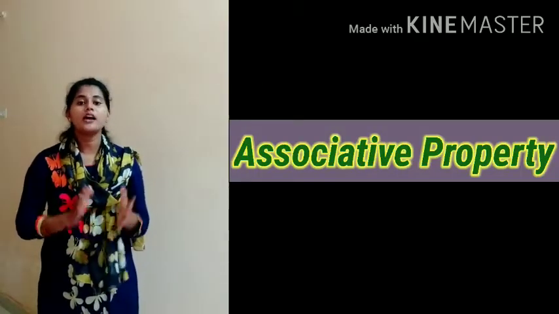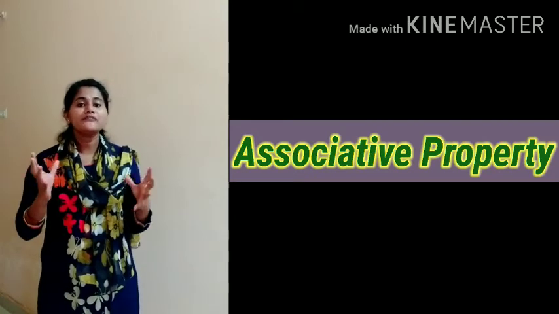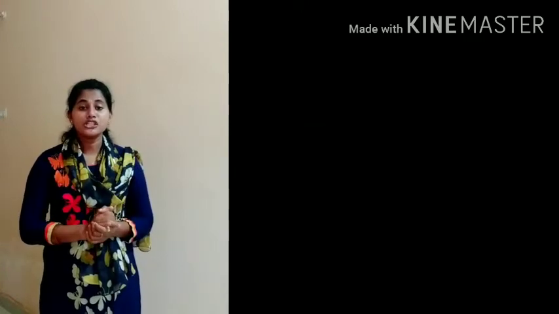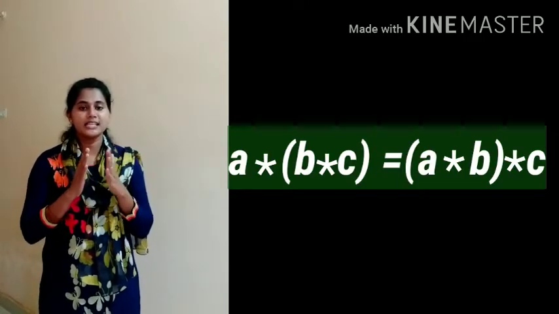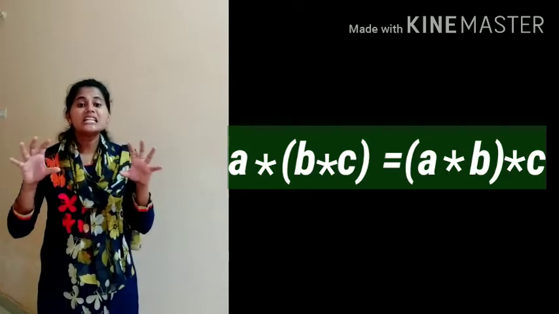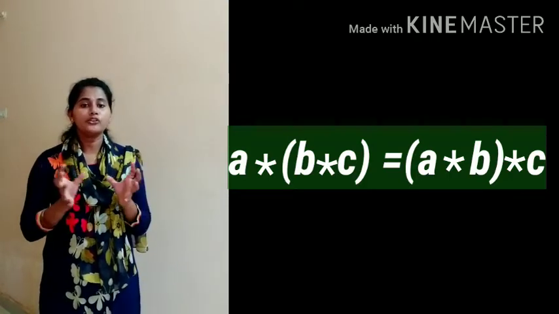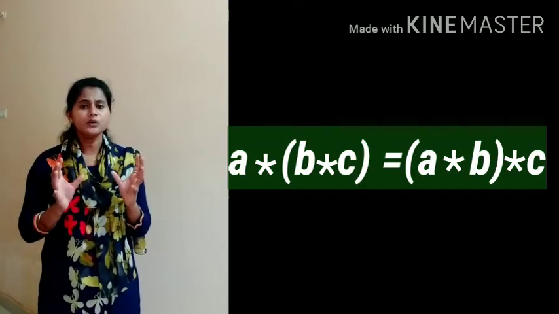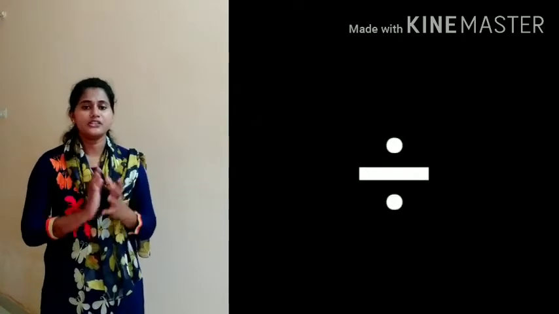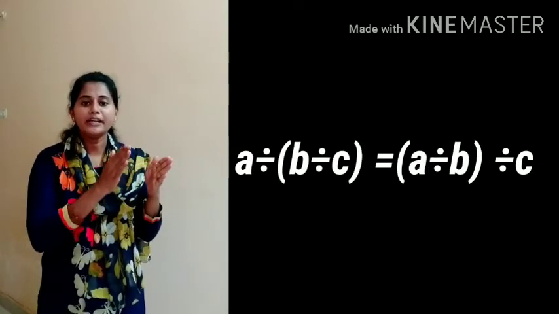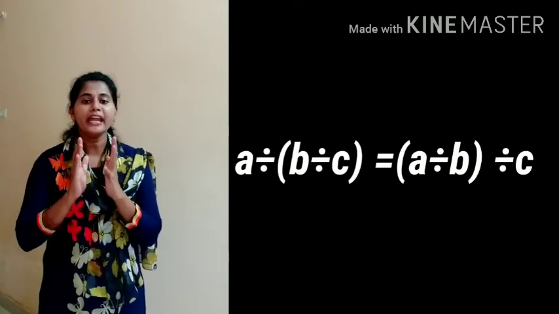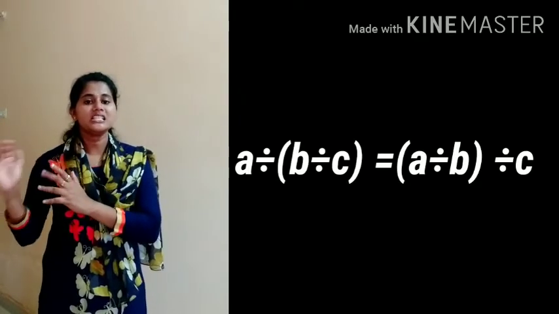So next is what? Associative property. You all are familiar with associative property, right? So what is the symbolic representation? A star (B star C) is equal to (A star B) star C. Here the results do not depend upon the grouping of the integers. So in the place of star we have to put division. A divided by (B divided by C) is equal to (A divided by B) divided by C.